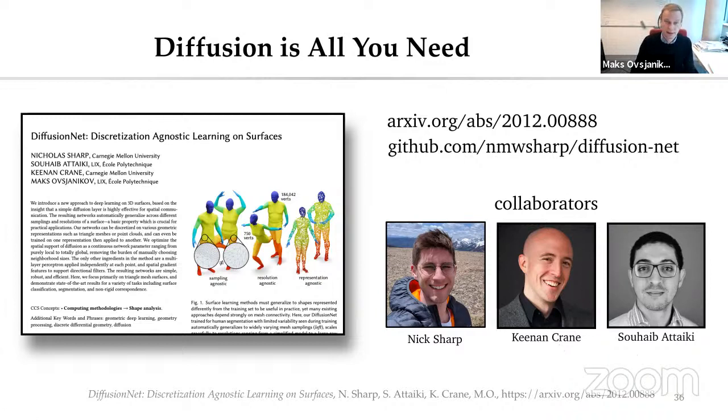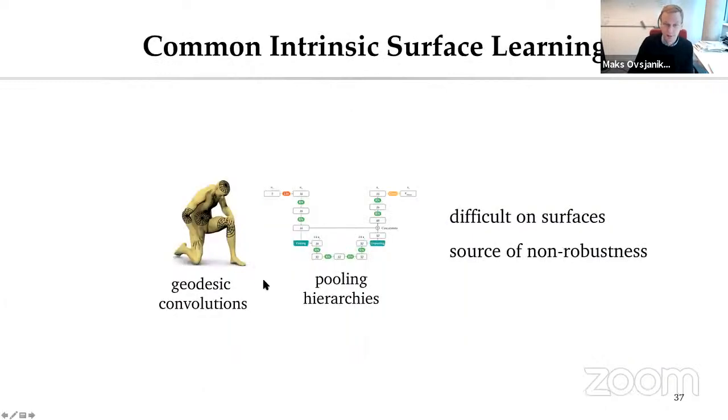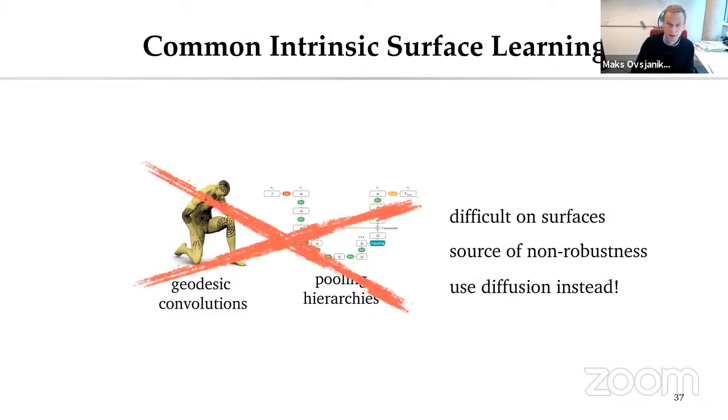The idea is to create a surface-based learning technique that is ideally as robust as possible. As I mentioned, the typical pipeline has some geodesic convolution and a pooling hierarchy. Both of these operations are quite difficult to discretize on surfaces, and they can be sources of non-robustness. I mean, it's kind of amazing that they can be done in the first place, but in our experience, they can also be sources of some non-robustness. So the idea is to just use diffusion, right? Replace both of these operations with simple diffusion.